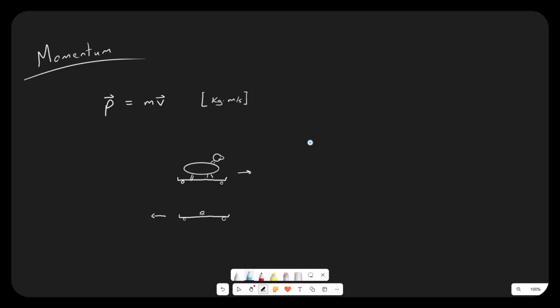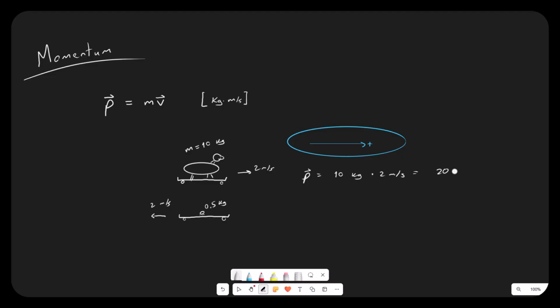So what I need when I do this is to be able to define a direction as positive. If I define to the right as positive, and let's give these some masses, maybe 10 kilograms and 2 meters per second, we'll go half a kilogram, and we'll even leave the same speed. This top one is going to have a momentum of 10 kilograms times 2 meters per second equals 20 kilogram meters per second. It's to the right, so we're going to call that positive.